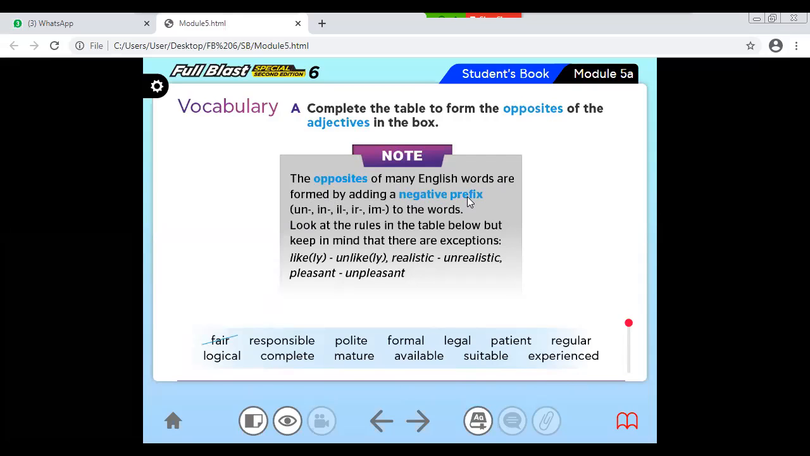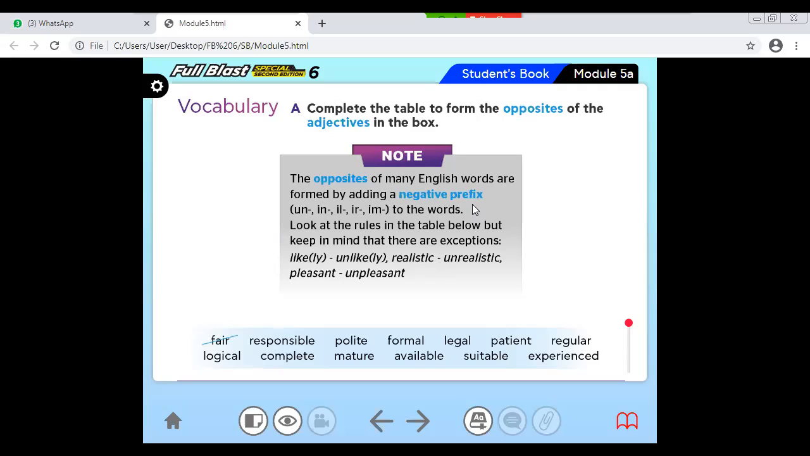What do we mean by prefix? Can you remember when we studied adding a suffix to the verb to change it from verb to noun? Like organize, we can get from it organization. Like prepare, we can get from it preparation. Entertain, we can get from it entertainment. This was called suffix. So the letters that we add to the end of the word are called suffix. But the letters that we add to the beginning of the word are called prefix.